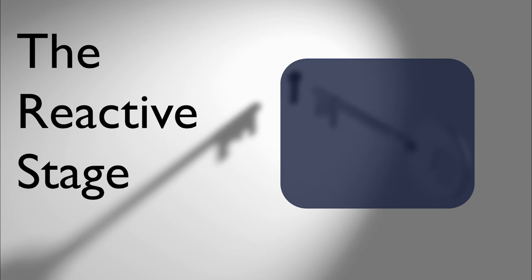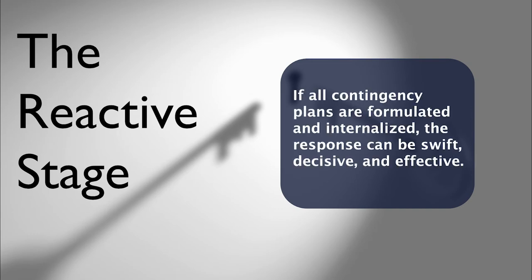Reactive stage. Despite your well-planned and executed advance, there will be times when something doesn't go as planned or an emergency situation arises. This can range from a crisis to an inconvenience. Being intimately familiar with the proactive plan is important. By having all the contingency plans already formulated and internalized, the response can be swift, decisive, and effective.